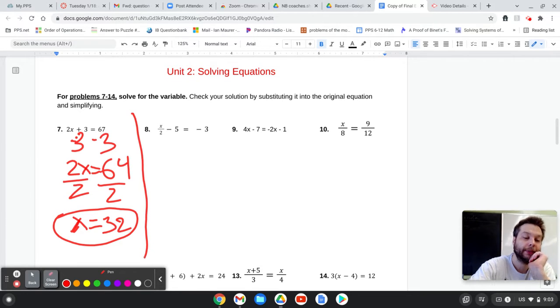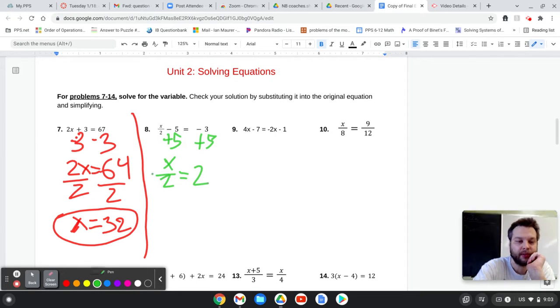All right, number 8. I see a minus. Opposite of minus is plus. So I have x divided by 2 is equal to 2. Now I see a fraction, which is a division problem. So I multiply by 2. X is equal to 4.